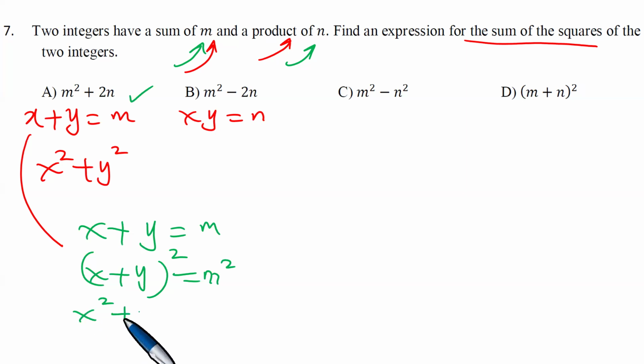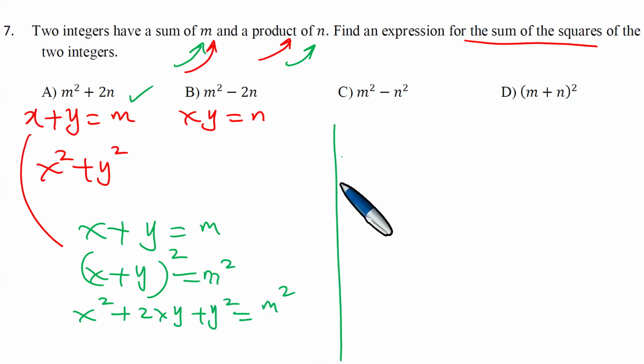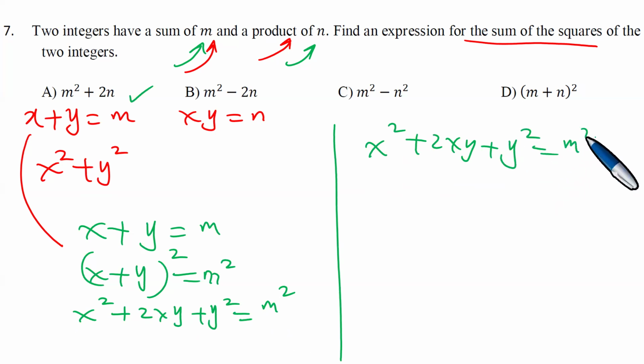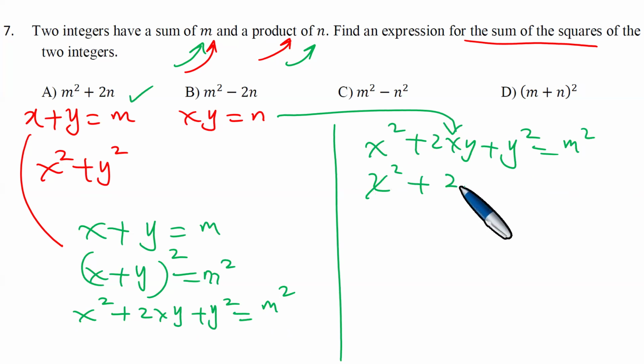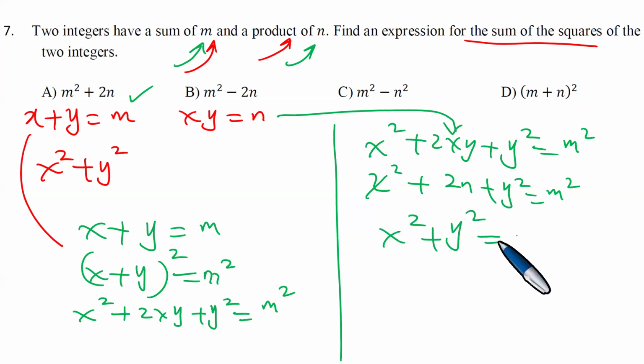If you do that, what do you achieve? It will be x squared plus 2xy plus y squared is m squared. And we got the answer. I expected that long method to work because it was finding the answers there. But what is the xy? It's n. So wherever there is xy, you can put n, and then you have x squared plus y squared, which is exactly m squared minus 2n. Okay, and the option is B.